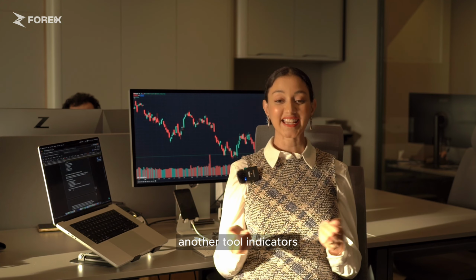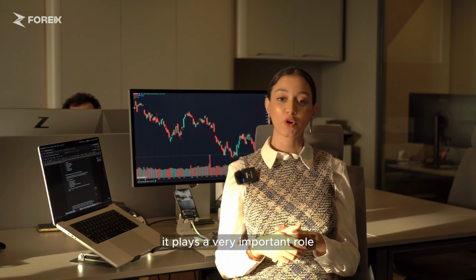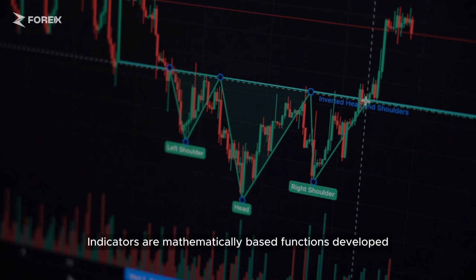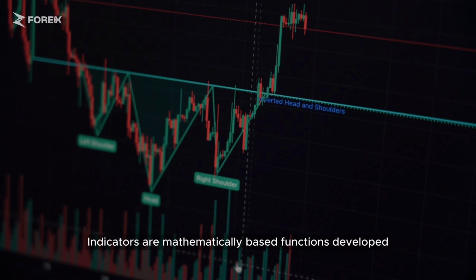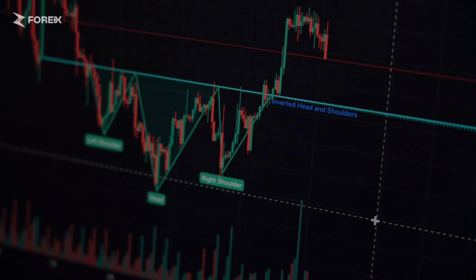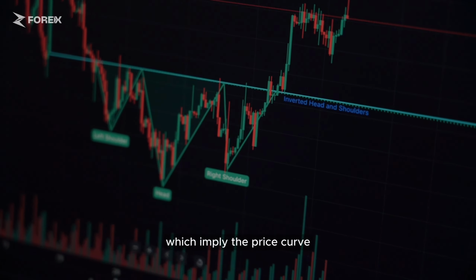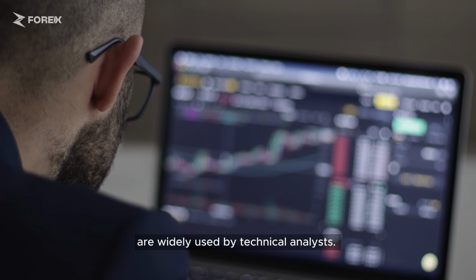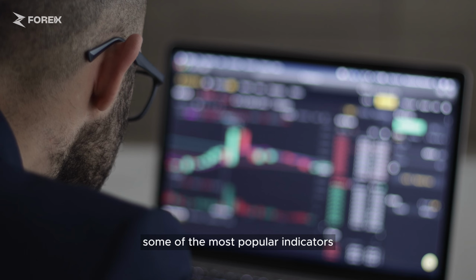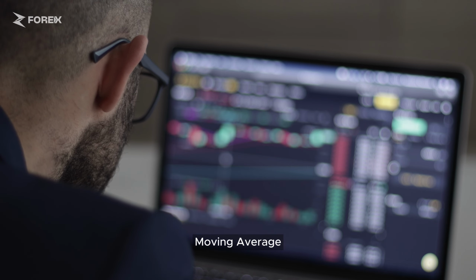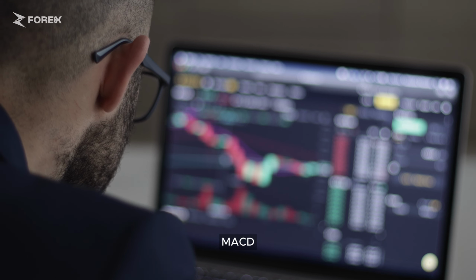Another tool, indicators, plays a very important role in the financial analysis. Indicators are mathematically based functions developed to evaluate the direction of the price of an asset. These functions, which imply the price curve, are widely used by technical analysts. Some of the most popular indicators: relative strength index, moving average, stochastics, MACD.